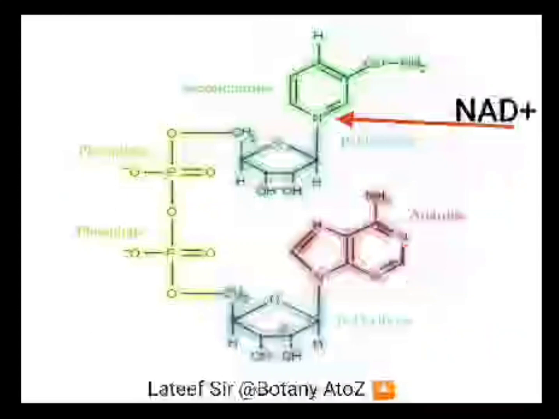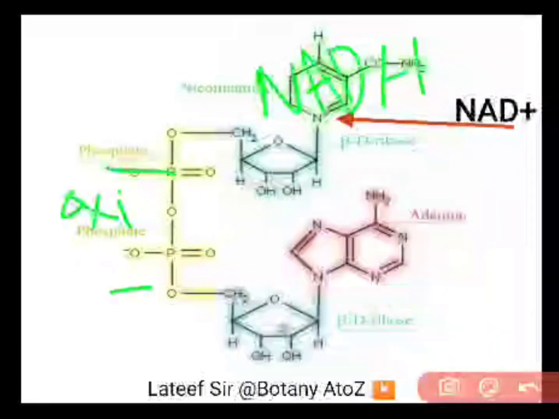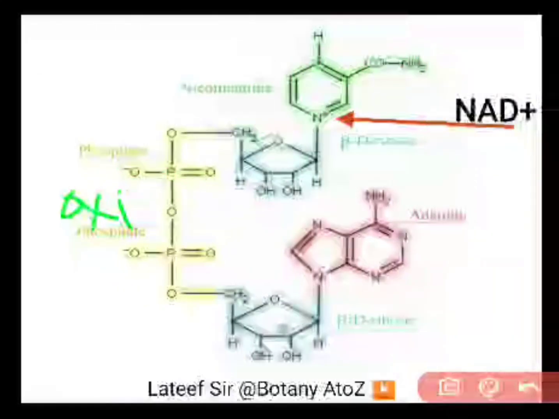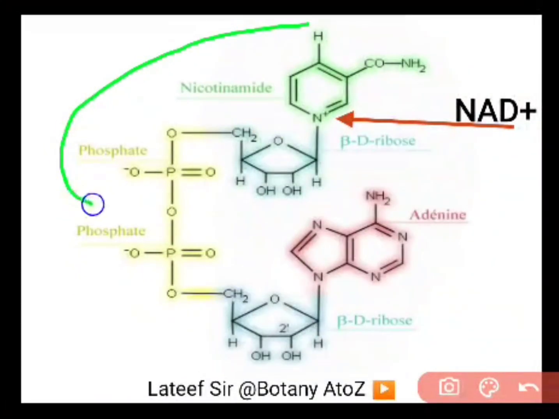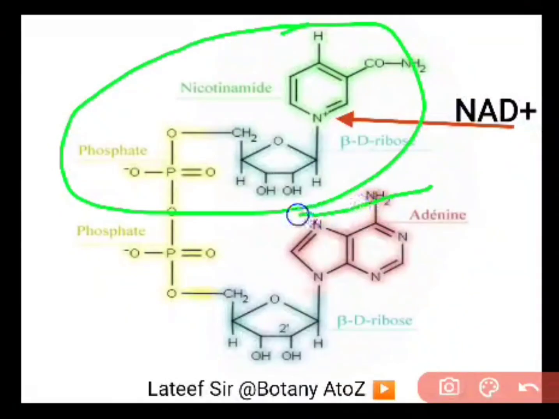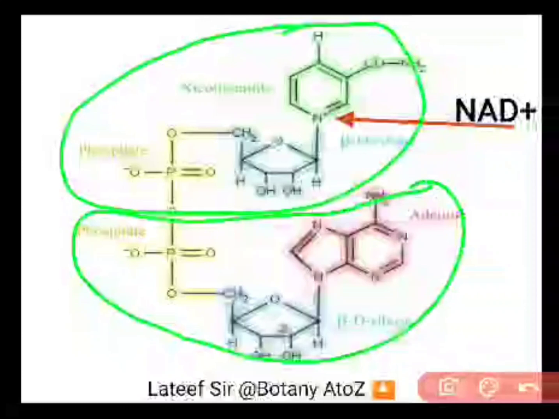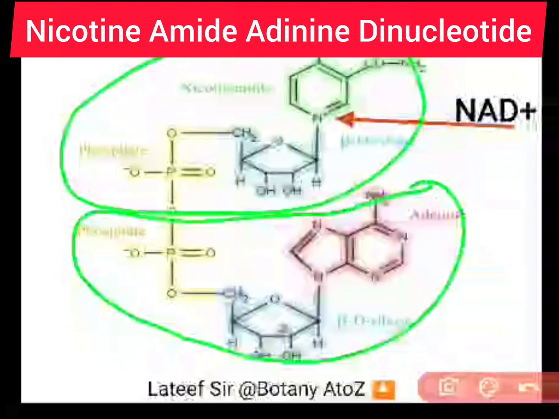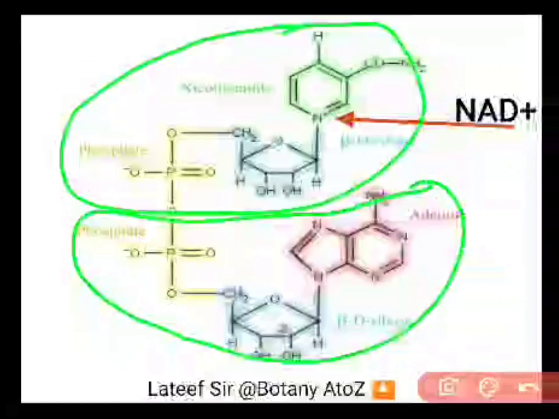As you can see, the structure of NAD. NAD actually means nicotinamide adenine dinucleotide. As is seen in this slide, this is nicotinamide monophosphate, and here it is adenine monophosphate. So the name of this compound is nicotinamide adenine dinucleotide, NAD. The oxidized state of this compound is NAD positive, nicotinamide adenine dinucleotide positive.